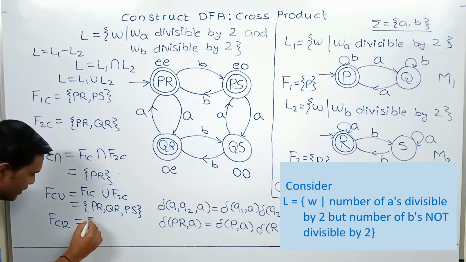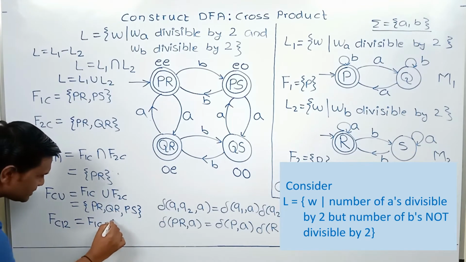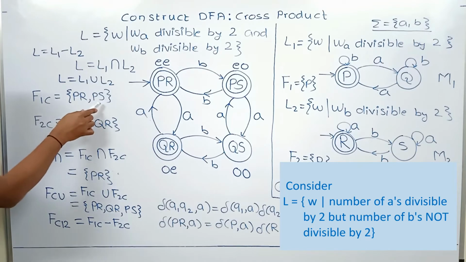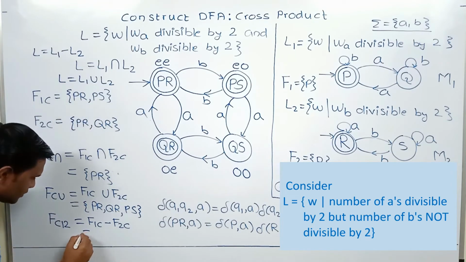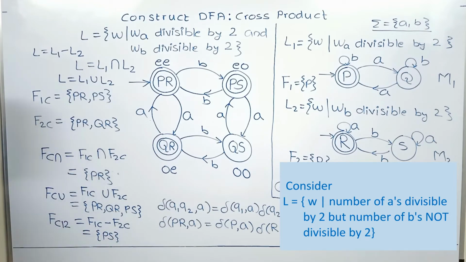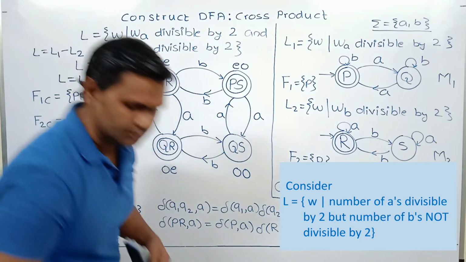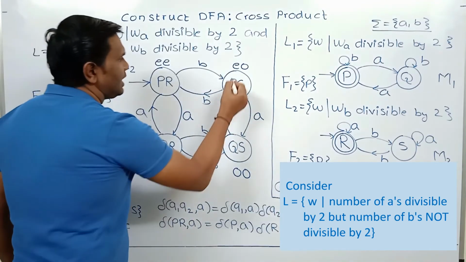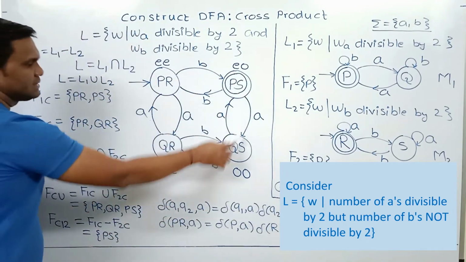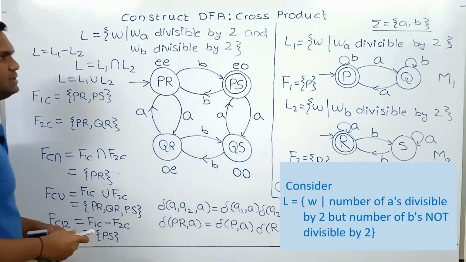So this will be F1C minus F2C. We have to calculate F1C minus F2C. So from here we have to remove PR and QR. So PR is eliminated. We are left with only PS. So we have to mark only PS as the final state. Now other states are non-final states, only PS is final state.